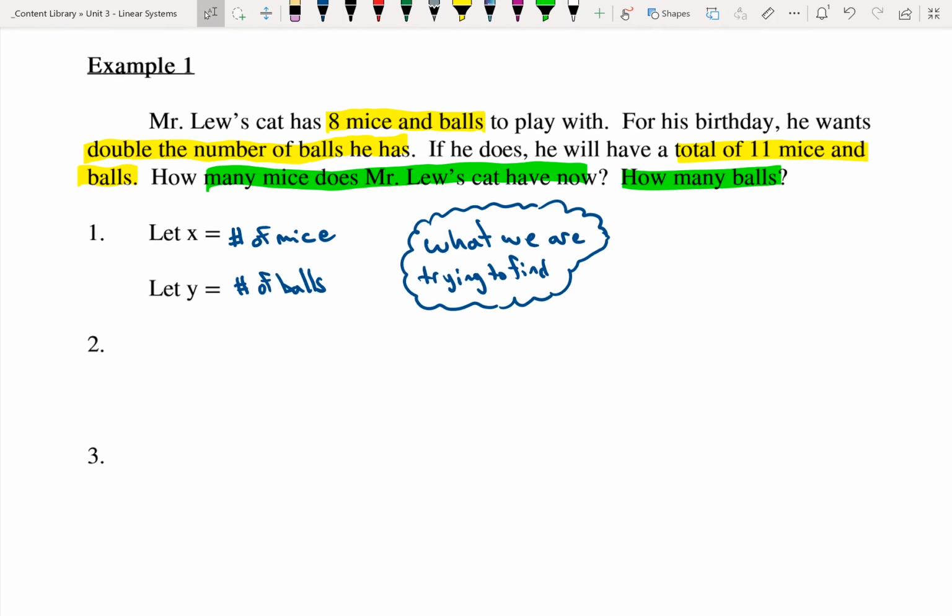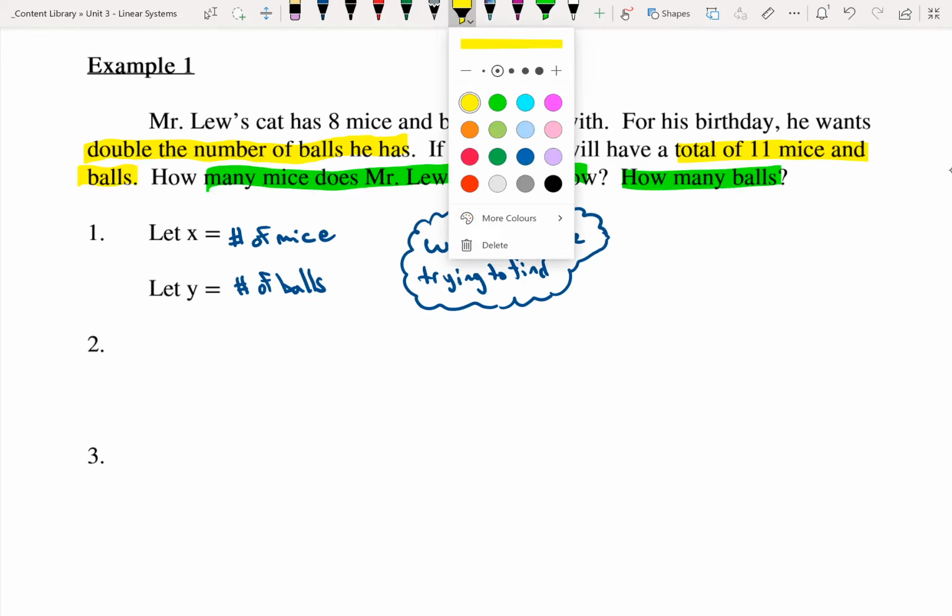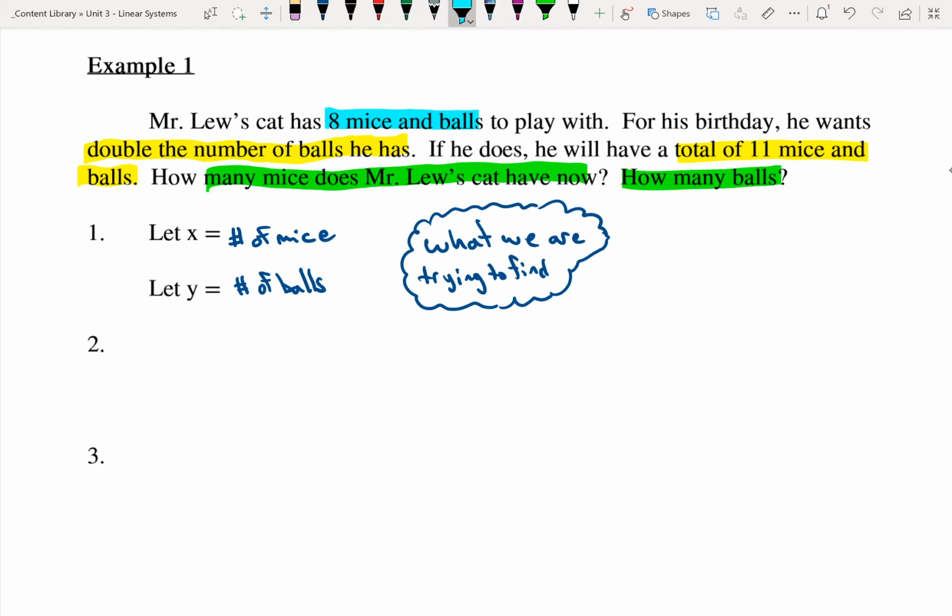So number 2, we need to come up with two equations. The first equation is very straightforward, and that comes from the first part of the actual question. I'm going to highlight that in blue. So the first equation, we'll call it equation 1, is that Mr. Lou's cat has 8 mice and balls to play with. So that means in total, if you take the number of mice, add the number of balls, he will have a total of 8.